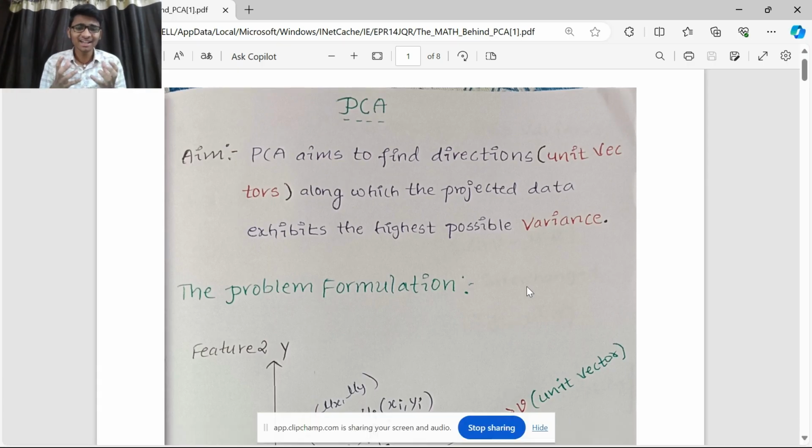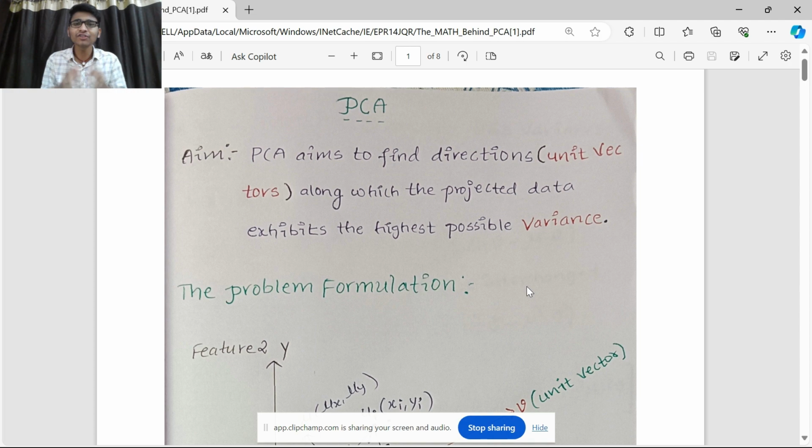Guys, let's see what PCA actually solves. PCA aims to find the directions, nothing but the unit vectors. Why are we calling the unit vectors directions? Because their magnitude is one. The whole focus is to give us the direction along which the projected data exhibits the highest possible variance.